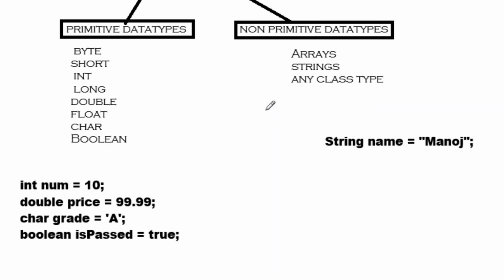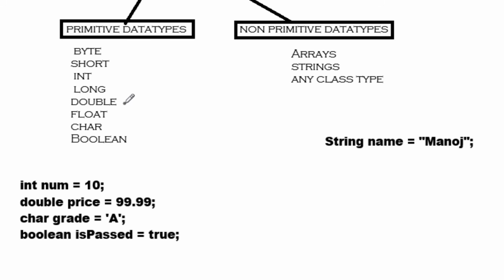When you want to store decimal values, we can use double and float. When you want to store a character, we can use char. When you want to use condition statements, you have to use boolean, true or false.